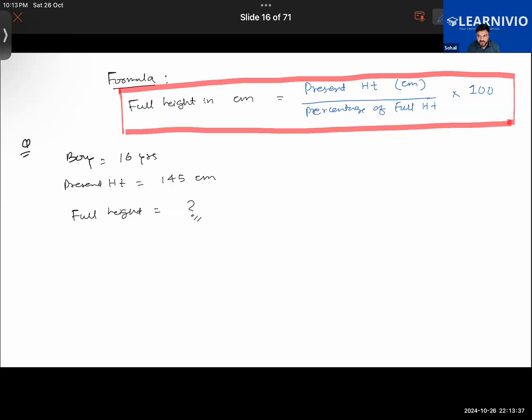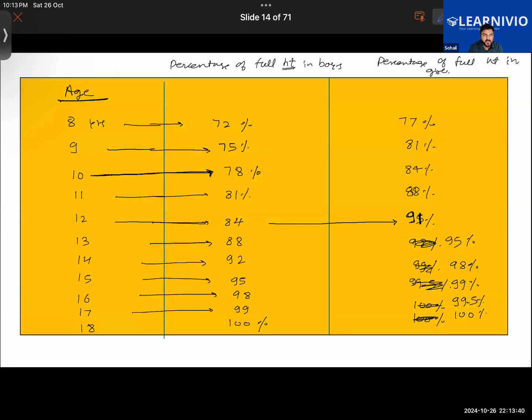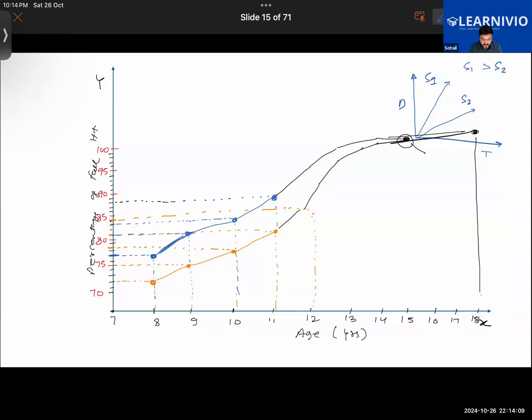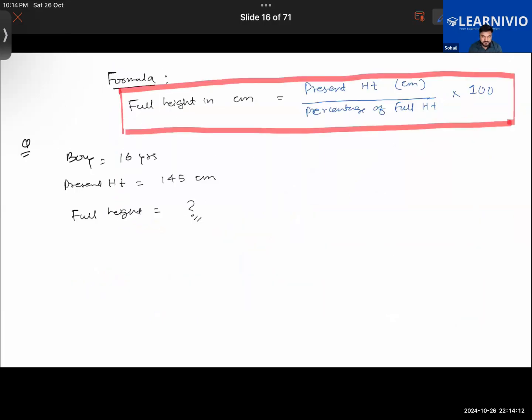Basically, let me tell you the value if it is not loading. Take a look at the chart. At the age of 16, what is the percent of full height for the boy? 98. Okay, then solve the question accordingly. Solve this quickly. We have many more things to discuss.